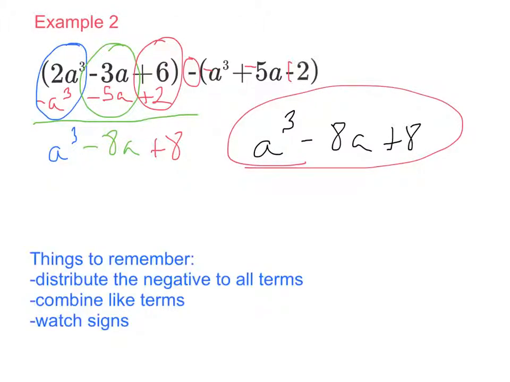The things we have to remember when subtracting polynomials are pretty much the same as adding them, except for the one main difference, which is distribute that negative. That's huge. That's where a lot of our mistakes are going to come. And then again, just combine those like terms and make sure we're watching those signs.